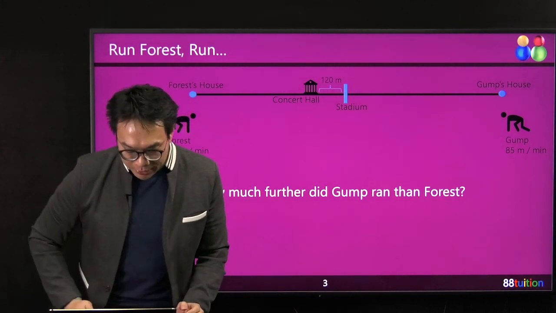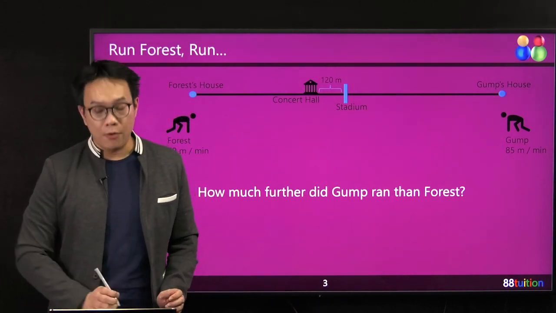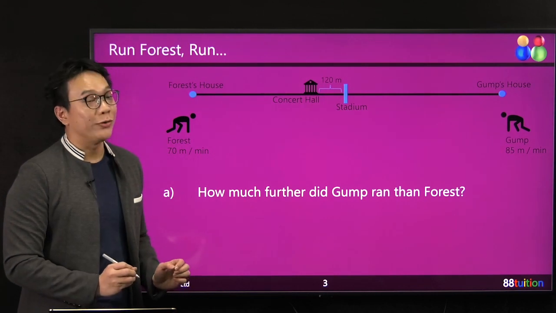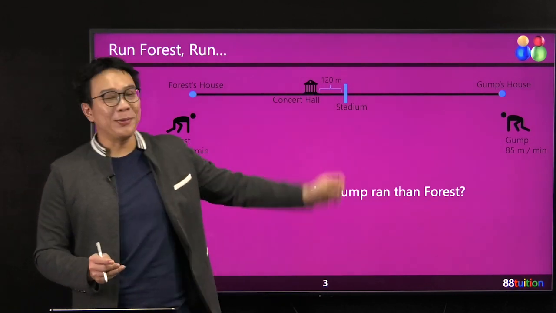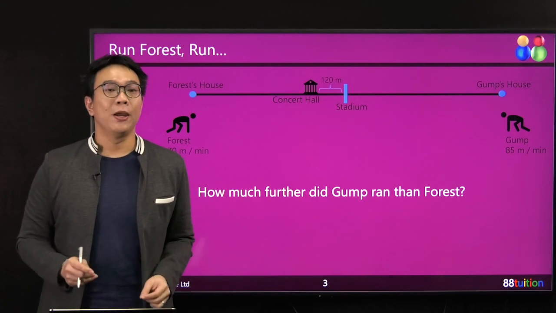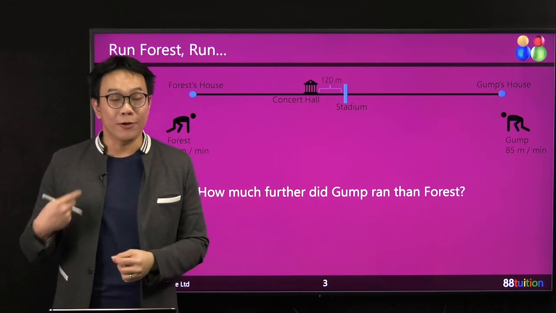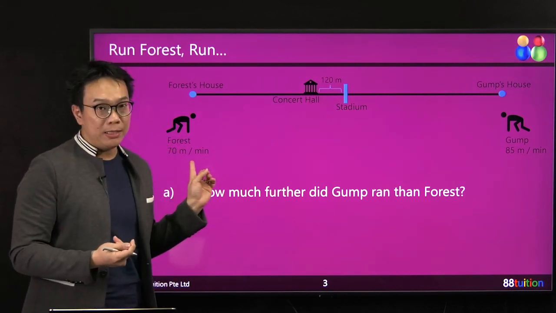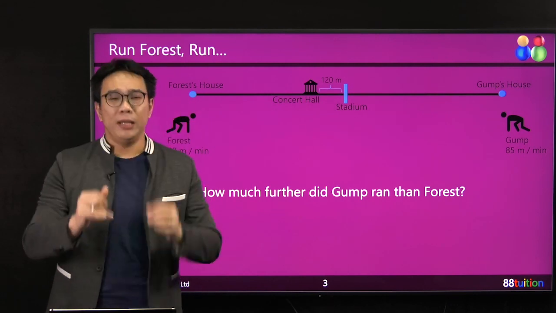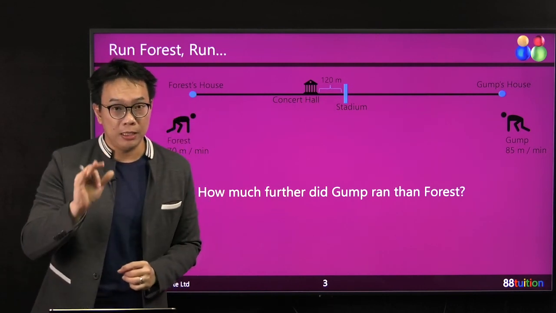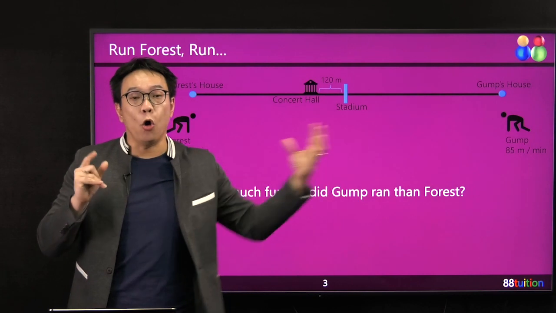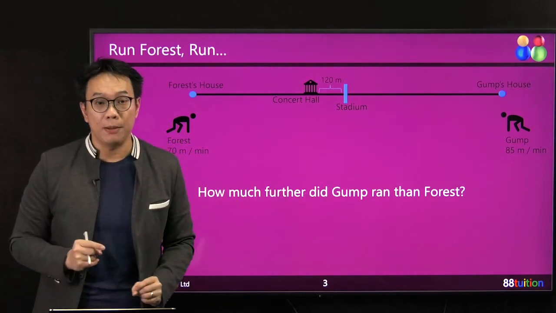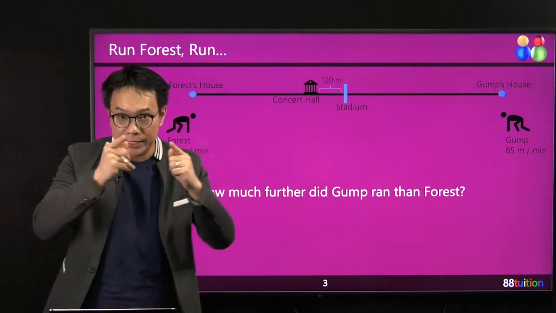Let's go. How much further did Gump run than Forrest? What do you think? Some of you say 120 meters only. Down here you have to bring in something called speed. Speed is 70 meters per minute. Just imagine this. If Forrest is running at 70 meters per minute, Gump is also running at 70 meters per minute. They are running at the same speed.